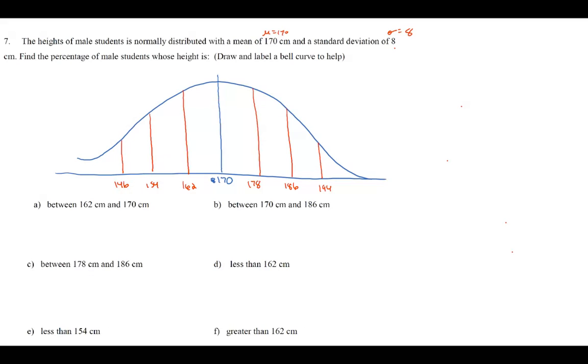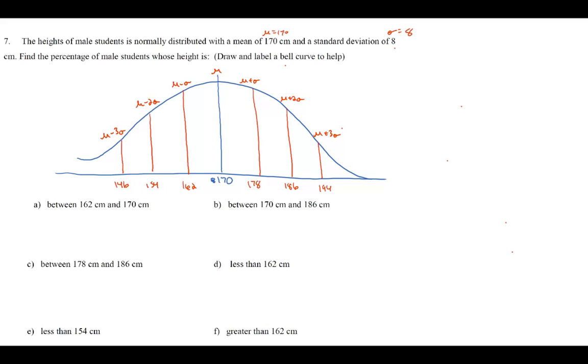So these are going to be important mile markers. Again, this is like mu plus sigma. This is mu plus 2 sigma. This is mu plus 3 sigma. This is mu minus sigma, mu minus 2 sigma, and mu minus 3 sigma. So that's where I came up with those. 170 is right in the middle. That's mu.